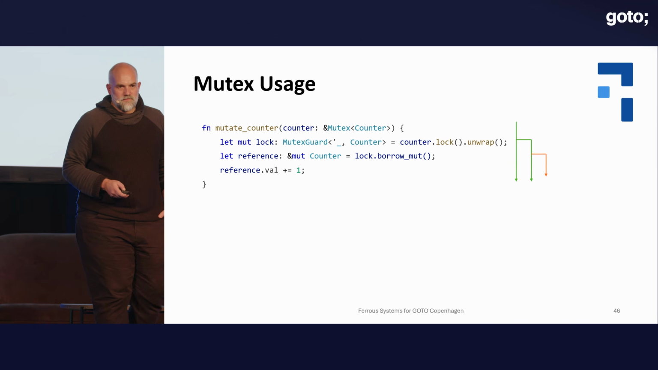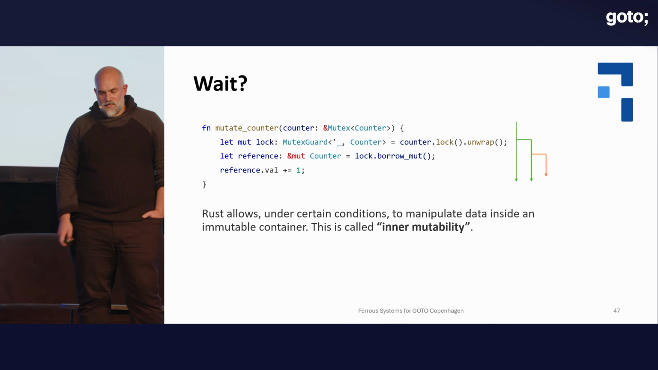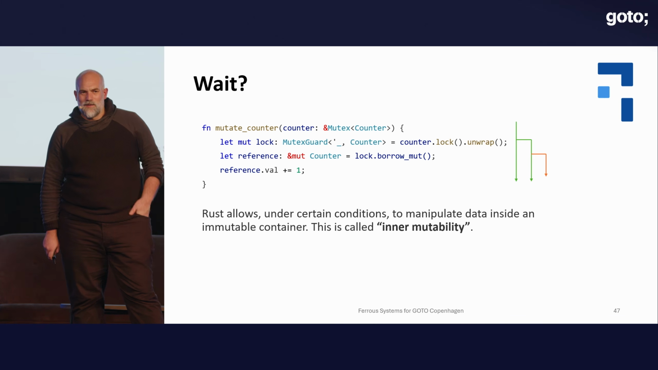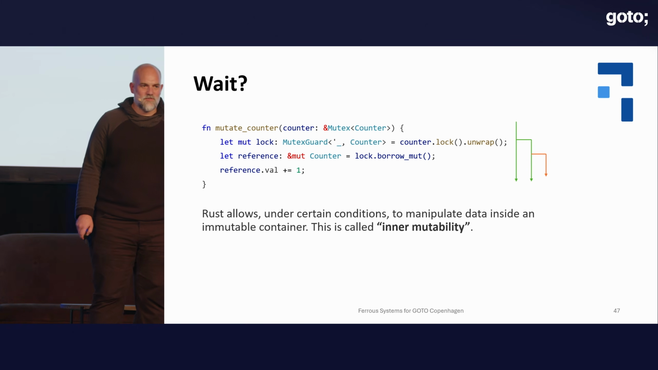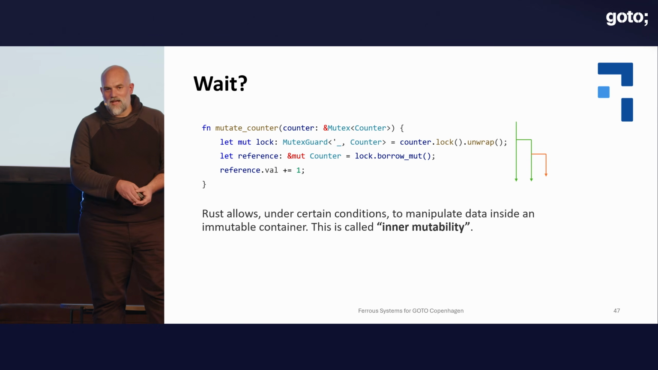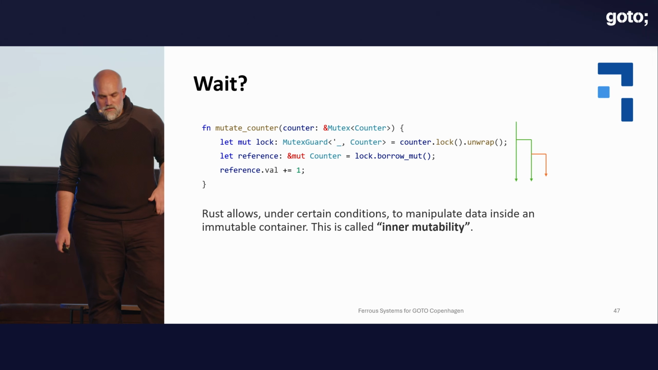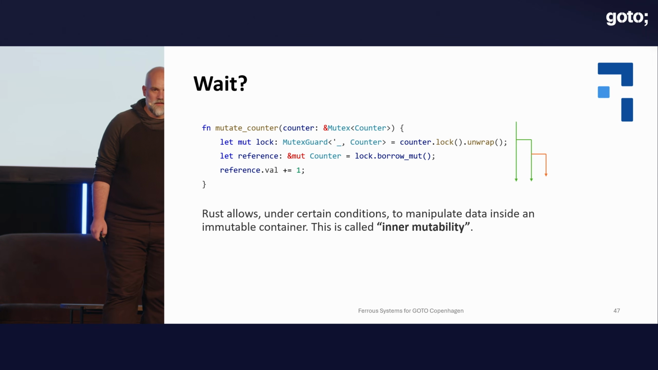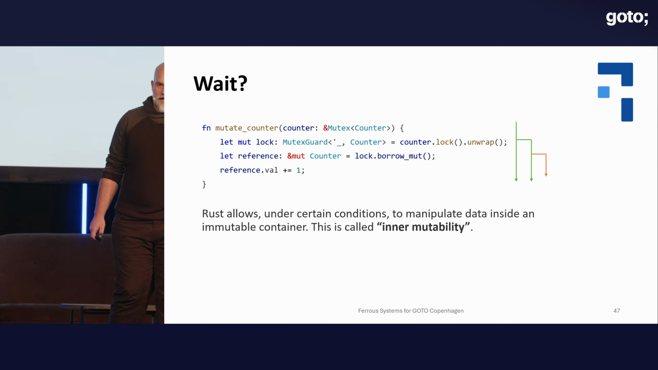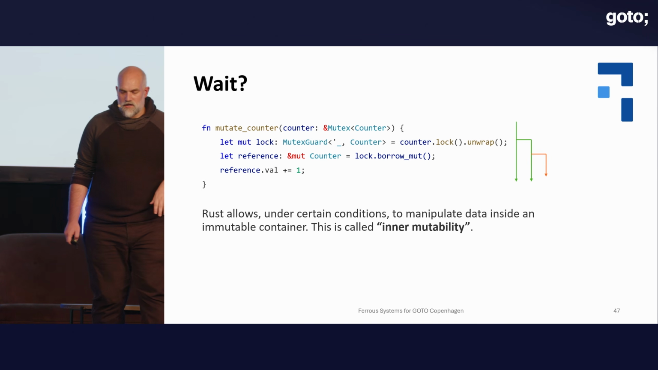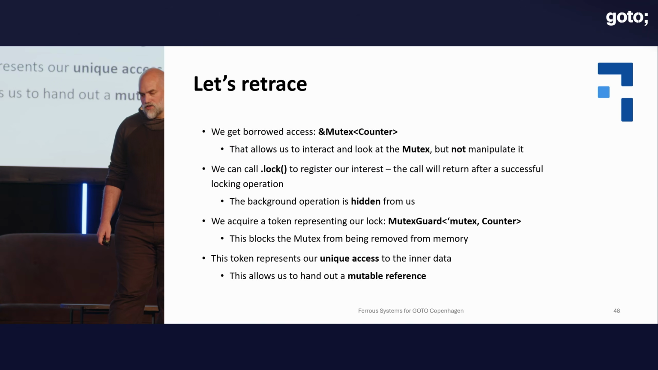And now the red one, that's the actual mutable reference. So wait a second. I've just spent like 20 minutes explaining that immutable references can't produce mutable references. How does that work? This is actually what's called inner mutability. It is possible for Rust to produce mutable access to immutable memory locations. Now, this comes back to the point, like, is this a hack? Is this an escape hatch?